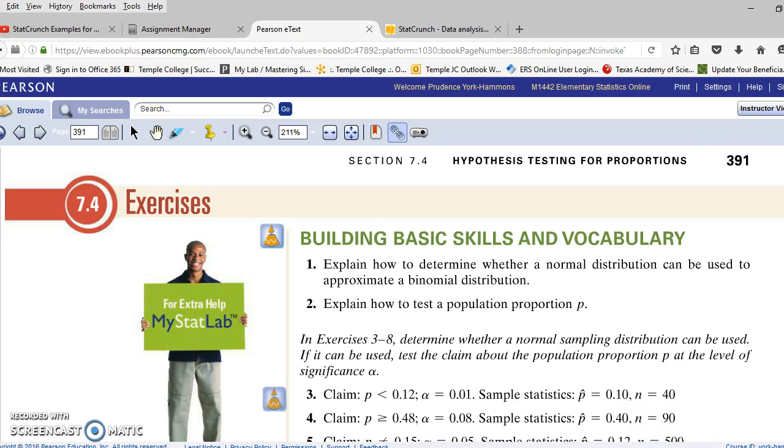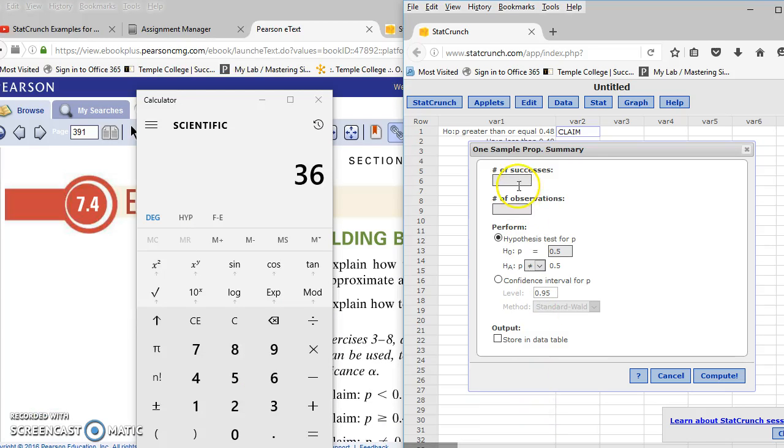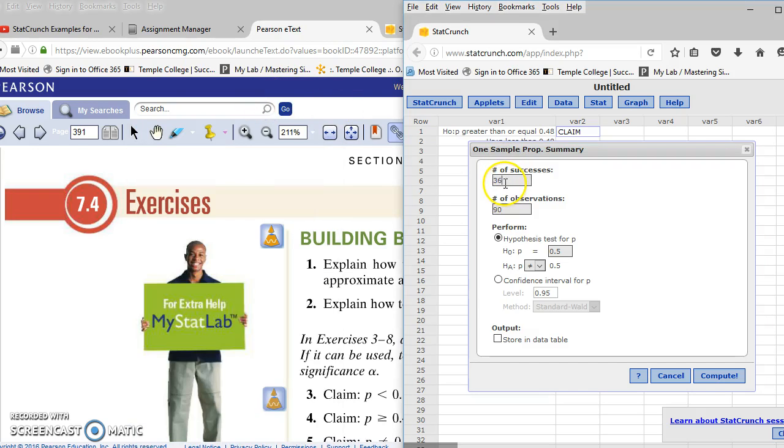So if I want to know the number of successes, I'm going to have to use my calculator. I did this before. 0.40 times 90, and I got 36. So out of those 90 observations, 36 of those would be considered successes. So the number of successes was 36, and I got that by multiplying 90 times 0.40.